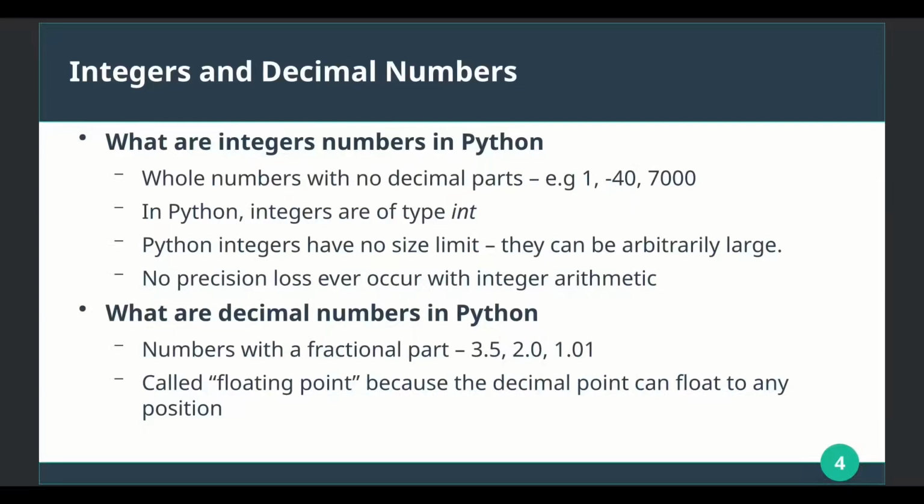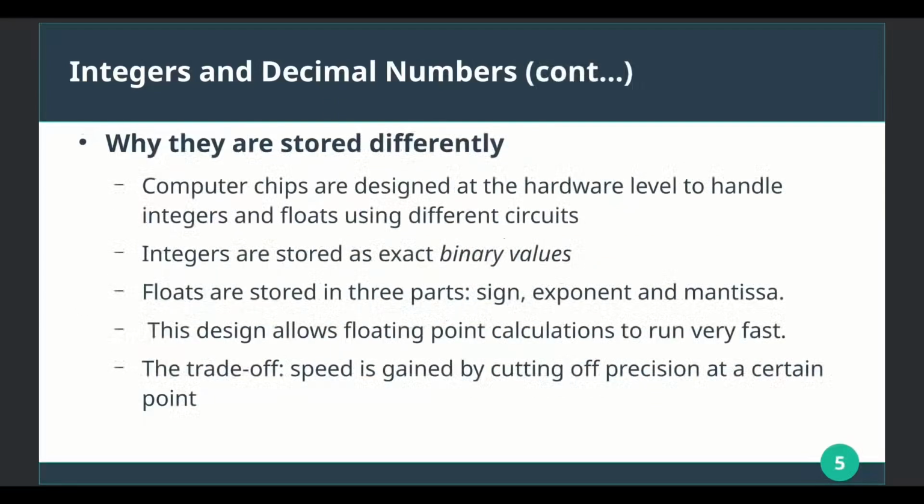On the other hand, what are decimal numbers in Python? Numbers with a fractional part such as 3.5, 2.0, and 1.01 are referred to as decimal numbers. These numbers can also be called floating point because the decimal point can float to any position in the number. Now, why are these numbers stored differently?